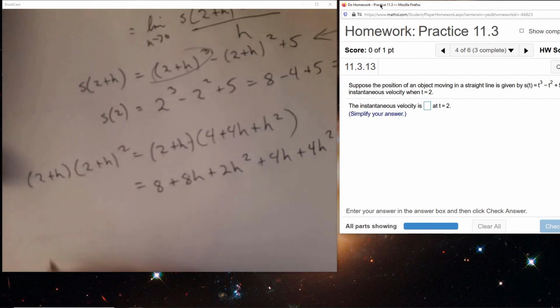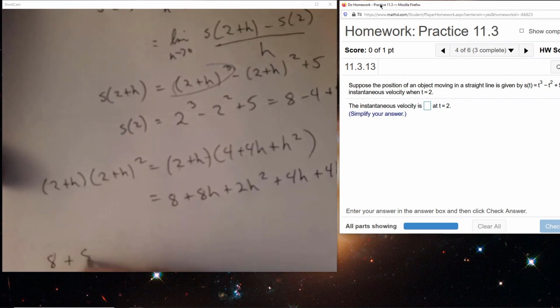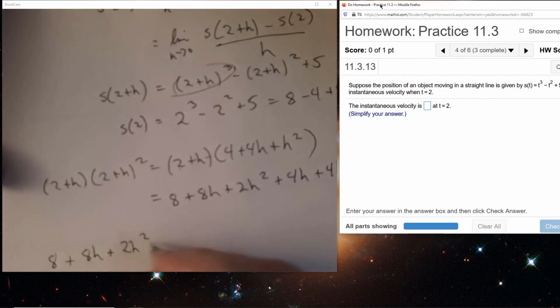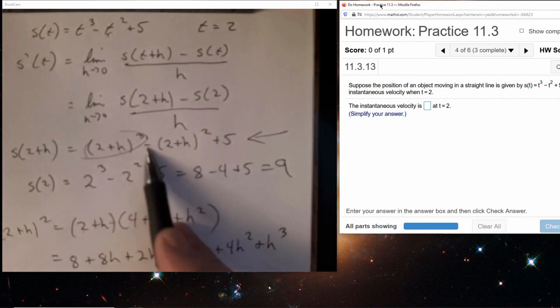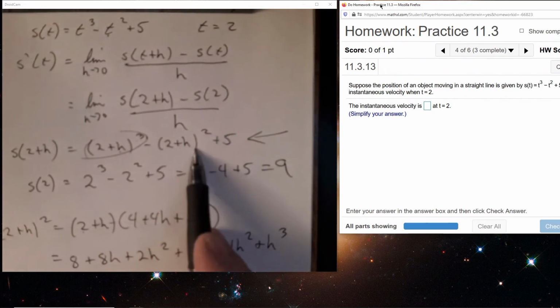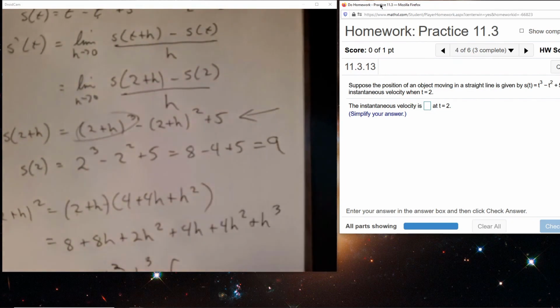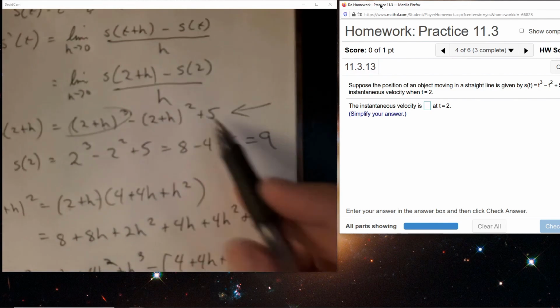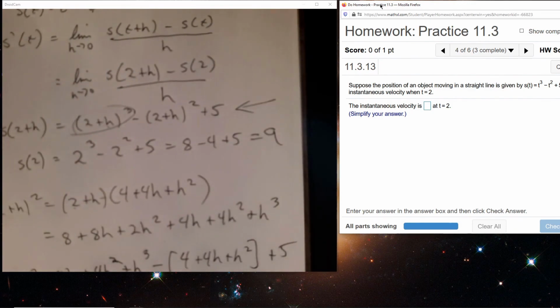So we're going to have 8. I'm going to have to write this all out again. So that's the cubed part. And now we subtract this squared part. So we're going to subtract squaring it, so 2 plus h squared. And then that's plus 5. So this is s of 2 plus h.